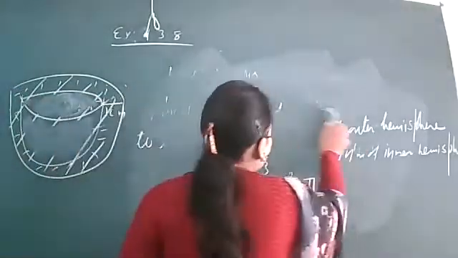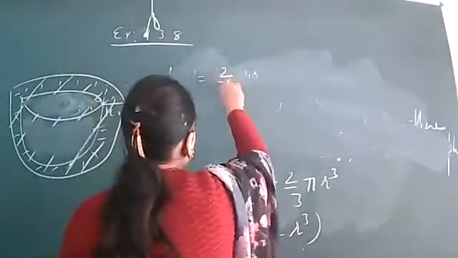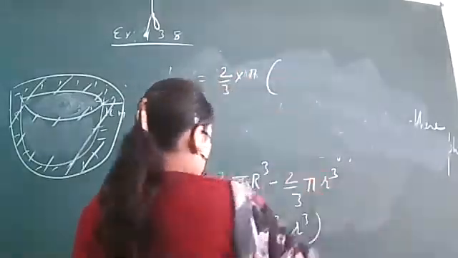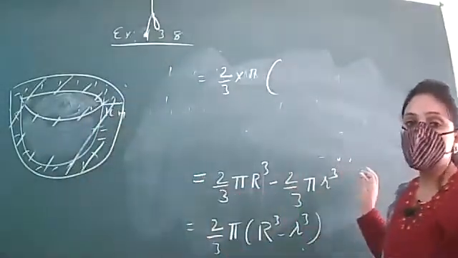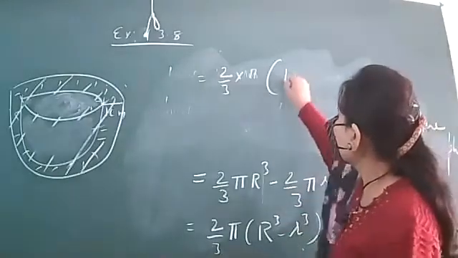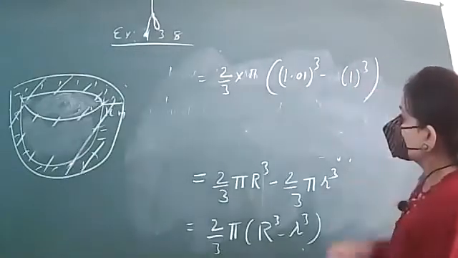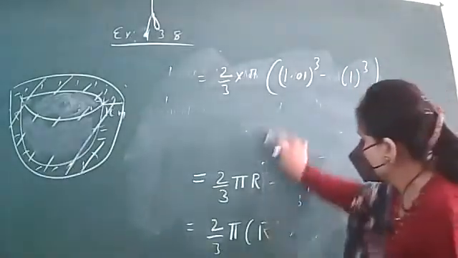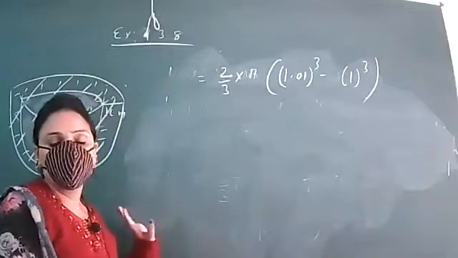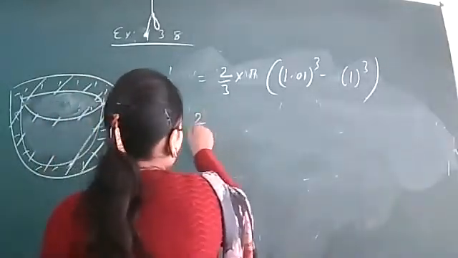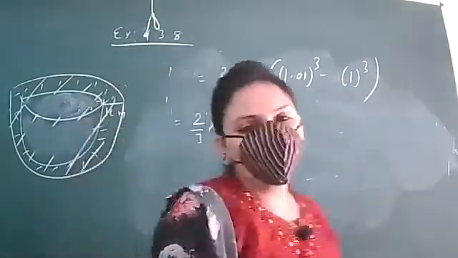Further, let us replace the values of pi, small r and capital R. So this is equal to 2 by 3 into pi. Let us solve the bracket inside, then we will see how to put the value of pi. Chaliye. Capital R was 1.01, its cube, and small r was 1, cube, right? So this is 1.01 cube minus 1 cube. So further it is equal to 2 by 3 into 22 by 7, 1.01. Now 3 times it will be multiplied.